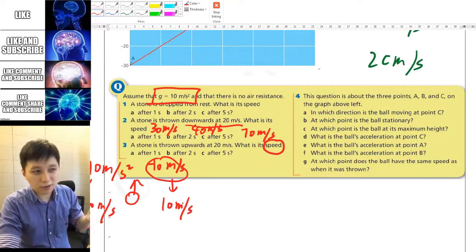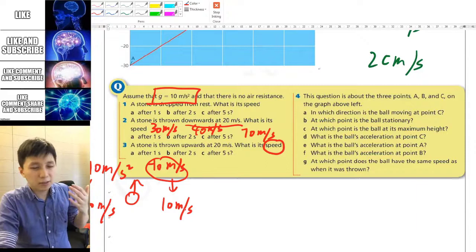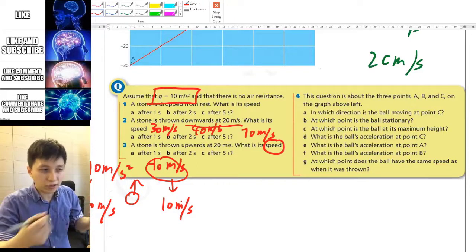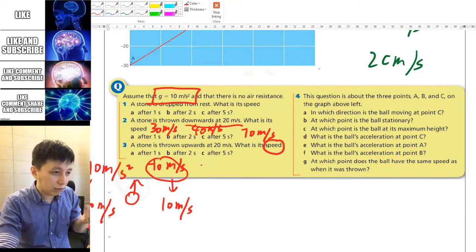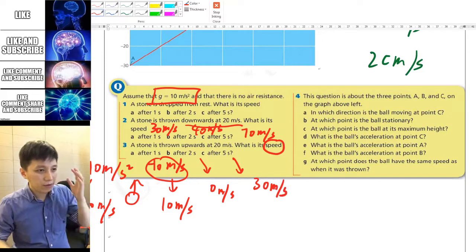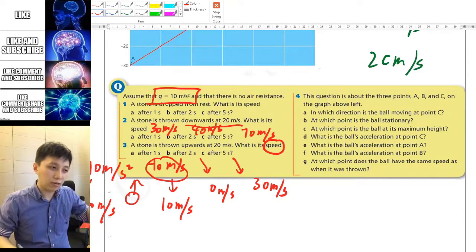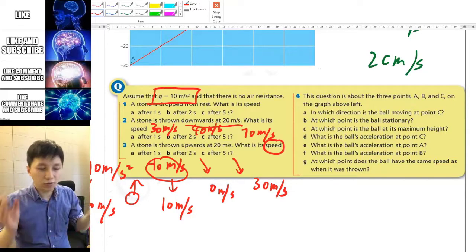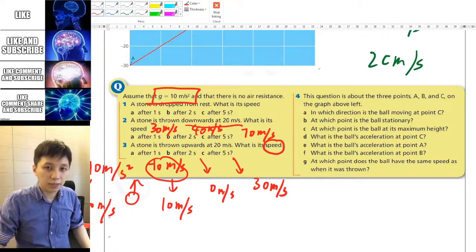If you like to talk about the direction, it's fine. But again, speed is a scalar, so you don't actually have to talk about the direction. After 2 seconds, it's going to be 0 meters per second. And after 5 seconds, it's going to be 30 meters per second because you have plus 50. Originally, you have minus 20. So altogether will be 30 meters per second.